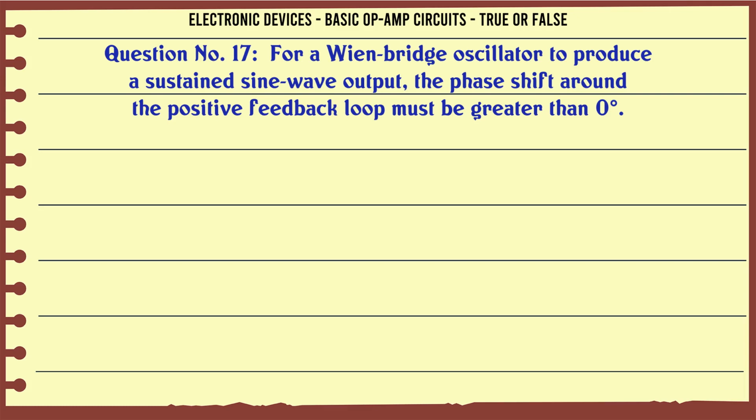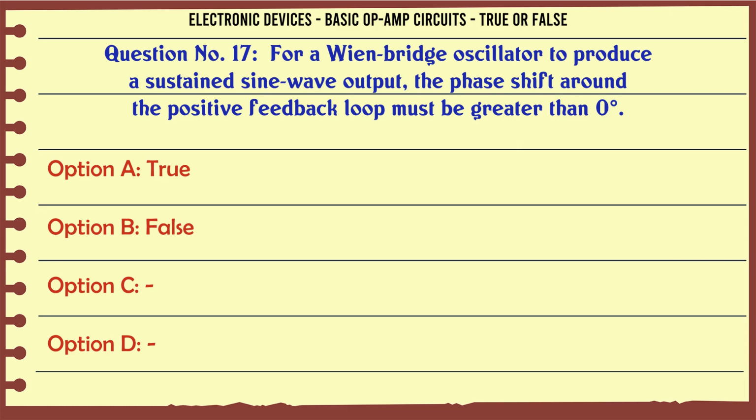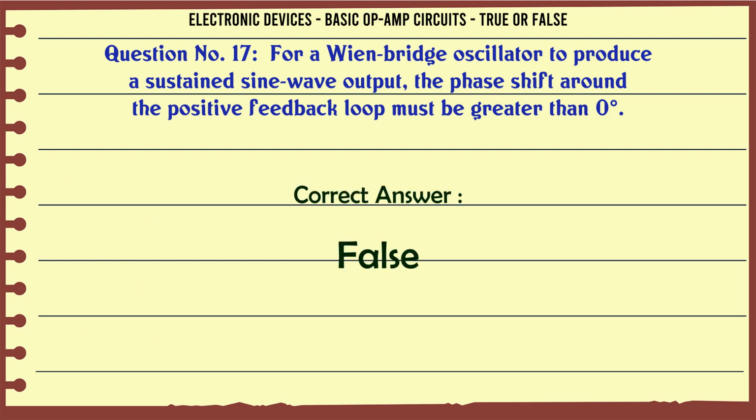For a Wien bridge oscillator to produce a sustained sine wave output, the phase shift around the positive feedback loop must be greater than 0. A. True. B. False. The correct answer is false.